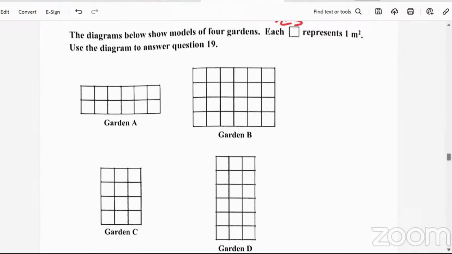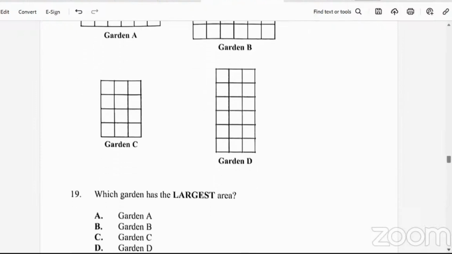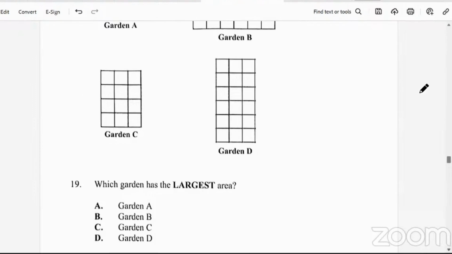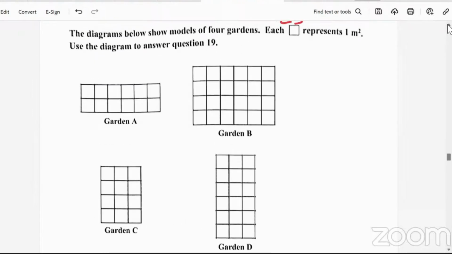So it says the diagrams below show models of 4 gardens. Each square represents 1 meter square. Use the diagram to answer question 19. Which garden has the largest area? Is it A, B, C, or D? So let's look at the gardens and see which one has the largest area. Since each square represents 1 meter square, we wouldn't necessarily have to put numbers in. We can do that, or we can simply count all the squares, and see which one has the most squares, and that will, of course, have the largest area.